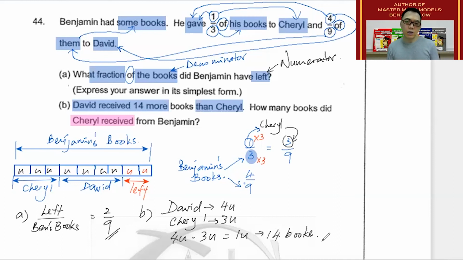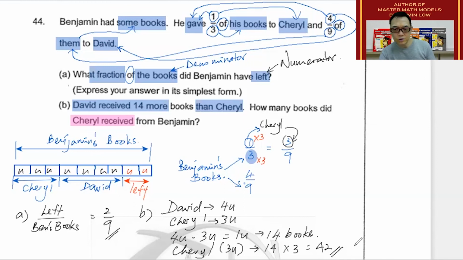And the question is, how many books did Cheryl receive? So here you can see Cheryl received 3 units. So Cheryl would be, what do you think the working is? It should be 14 times 3 to get you 42. If that's what you did, then very good. And that completes the question.